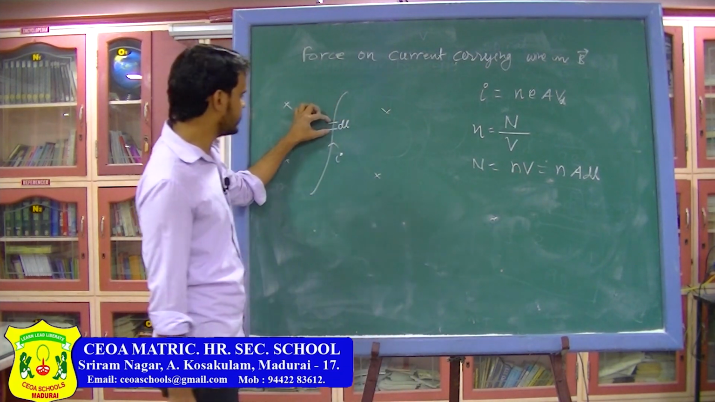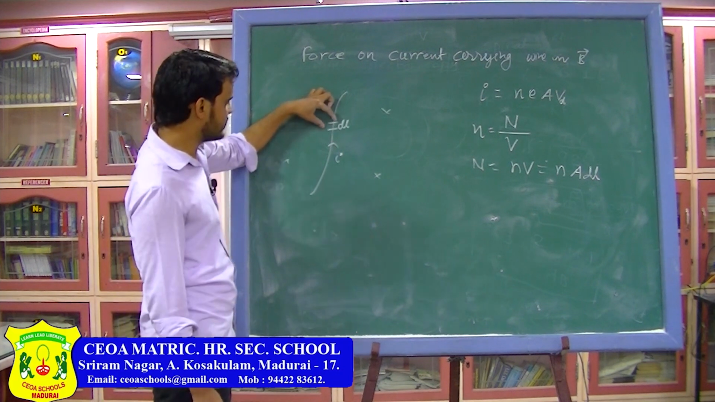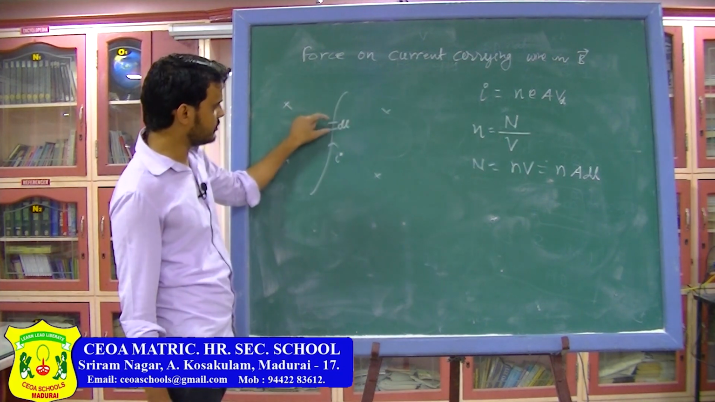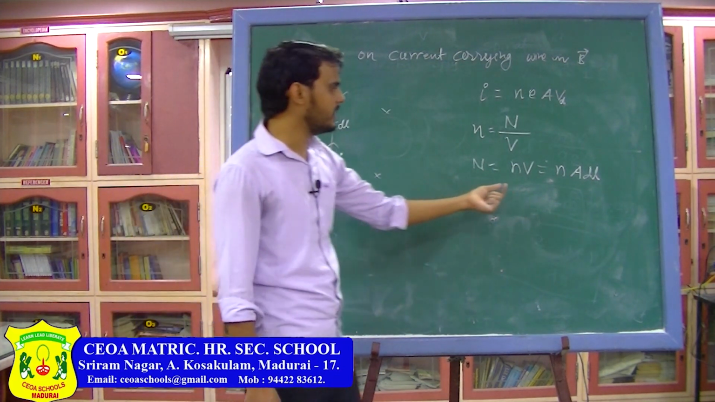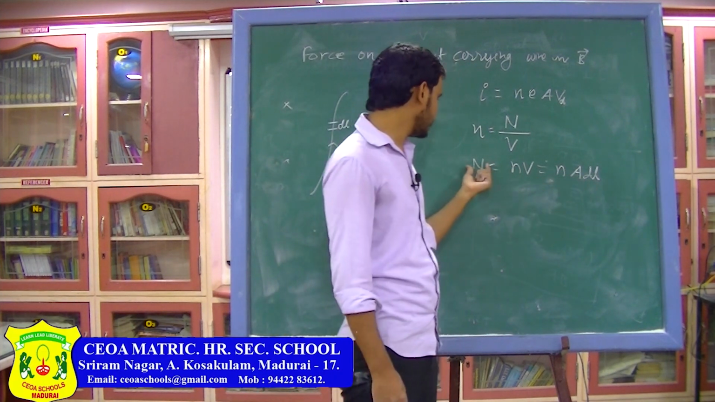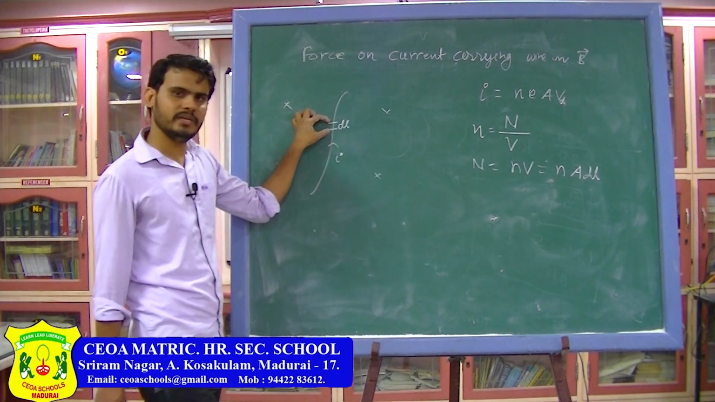Here this is the volume of the wire. So here I have considered this very small wire. The cross sectional area of this wire is A, and the length of this wire is dl. So volume will be A into dl. So these are the number of particles which are moving here.